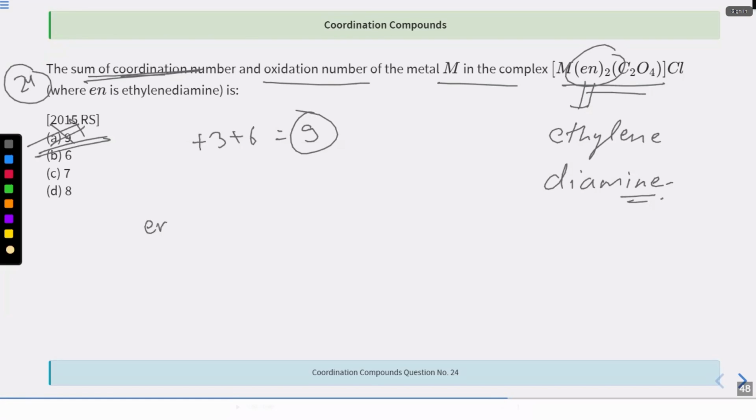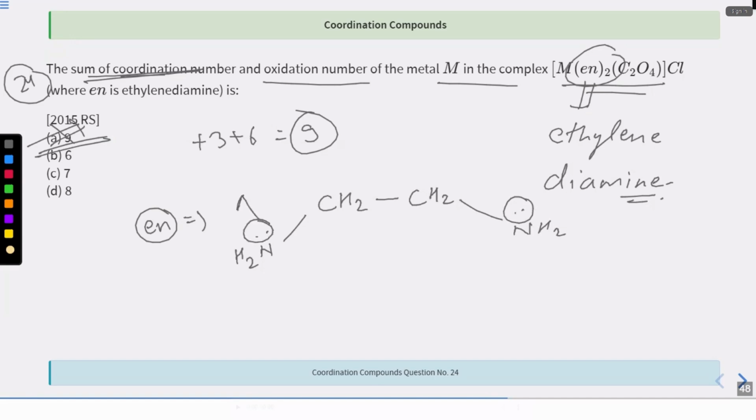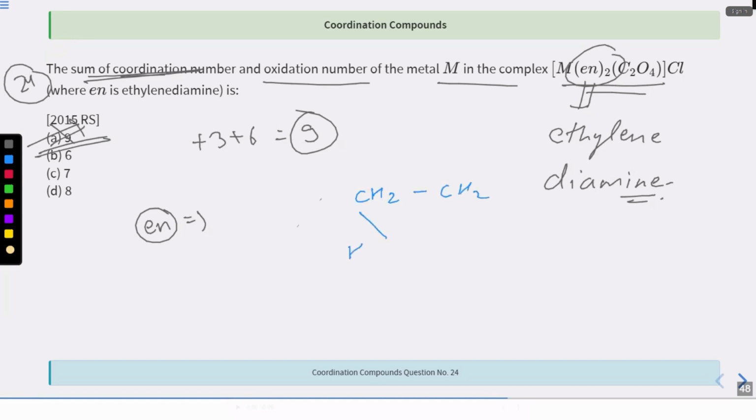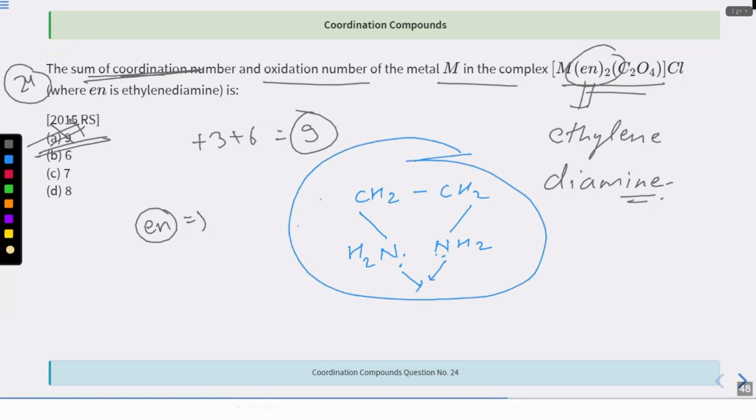Let me draw the structural diagram of En also, just for your clarity. It is something like this: CH2, NH2, CH2, NH2. It coordinates from one NH2 and the other NH2. Actually, let me draw it more clearly. It captures like this: CH2, CH2, NH2, and here also NH2. It basically forms a ring-like structure. This is the way in which it approaches any central atom, and these two donor sites are the reason why it coordinates in a bidentate form.